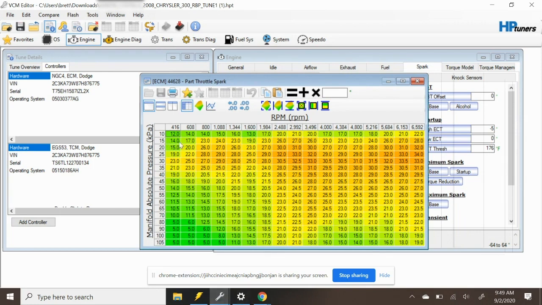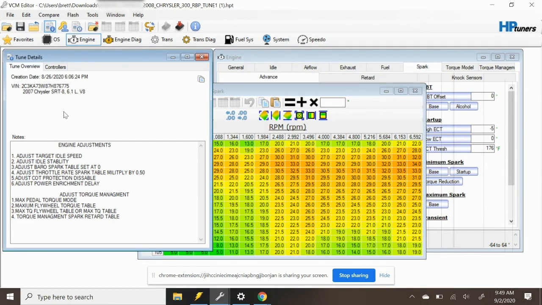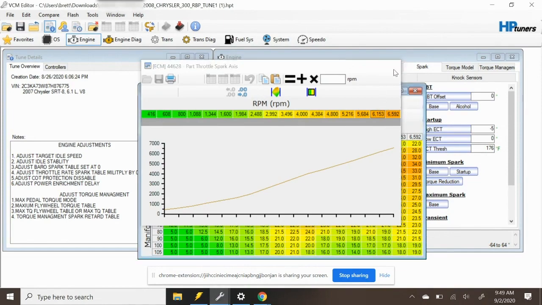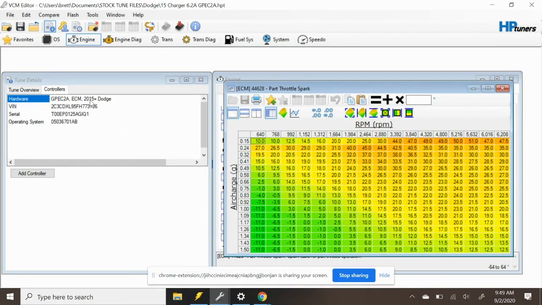Now, this particular car is a little bit older. You notice here it's an NGC4 ECU, and if I go to here, you see it's a 2007 Chrysler. The reality is that our book was primarily written on a GPEC2A ECU. It was primarily developed around a 2015 Charger. That was the bulk of the writing process. And you notice that he's correct.